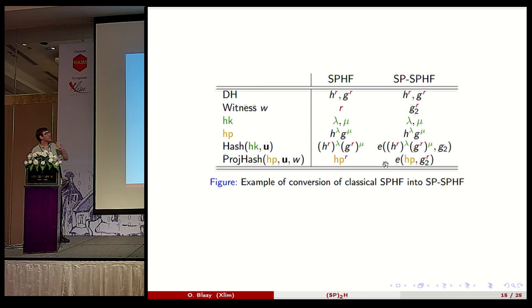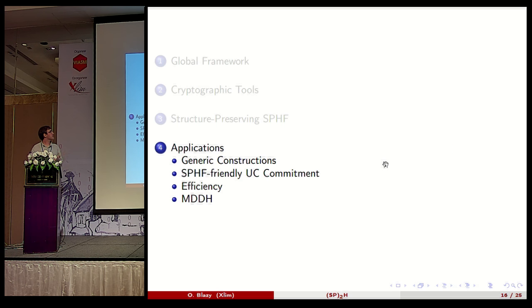So you cannot move from a structure preserving SPHF to a SPHF. Okay, now we can instantiate that. We know that there are all the SPHFs that verify this new property. What we show in the paper is how to build new structure preserving SPHF. So what are we going to do with such a primitive?